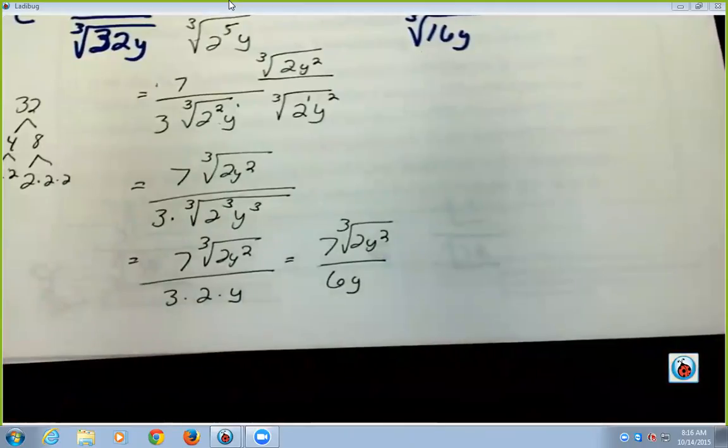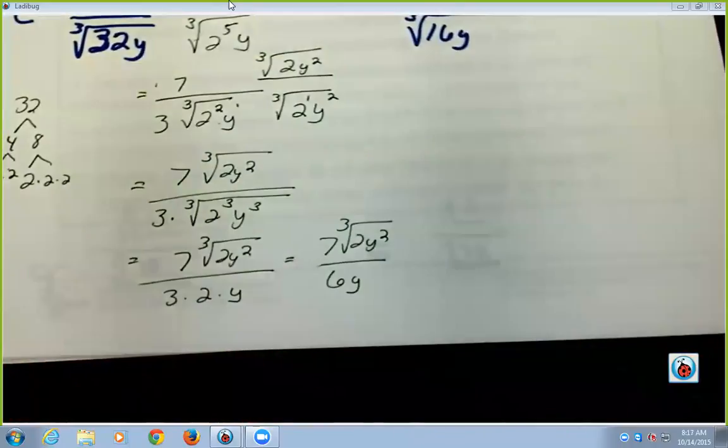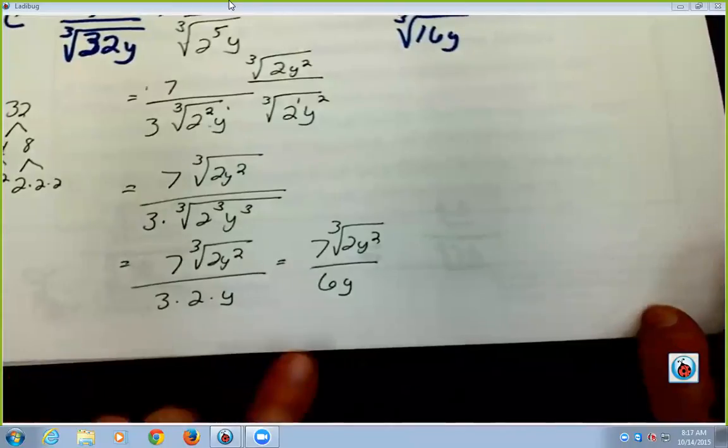So if you stumbled and had troubles with 9.2, 9.2 is the basis of all of this stuff. So you want to be real careful with that and make sure that you understand what we did in 9-2, because 9-2 is letting me break these things apart and finding out what's in them. Okay, questions with this one?